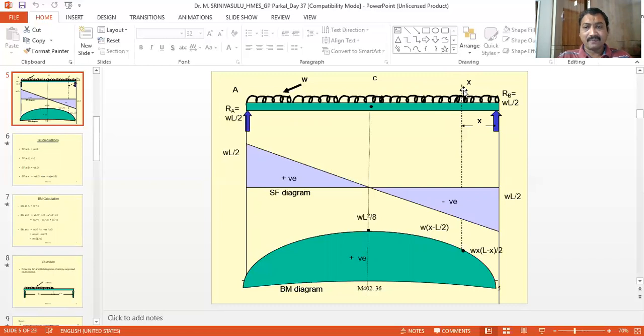Now at this point, I'm considering the right of the section. That's why x is the distance from the right support. So what are the forces acting? This is the one force, and this is the other force. First, the moment of this WL by 2 about xx is equal to WL by 2 into x, and it is causing an anti-clockwise movement about xx. So it is positive. So plus W into x into L by 2.